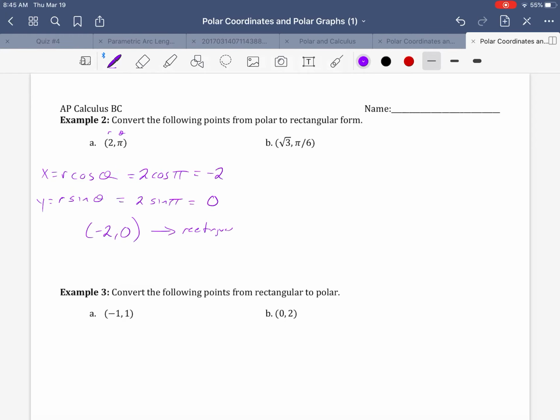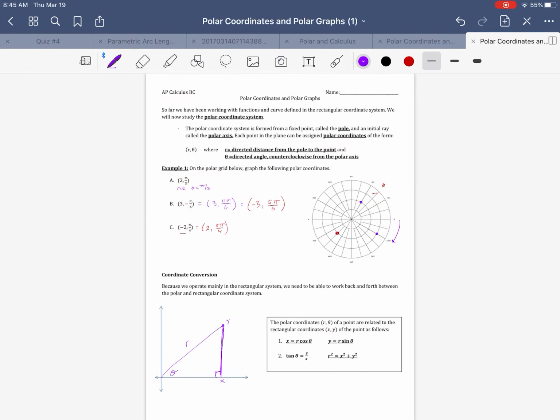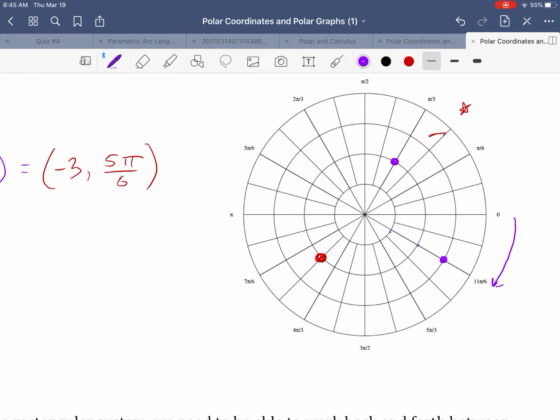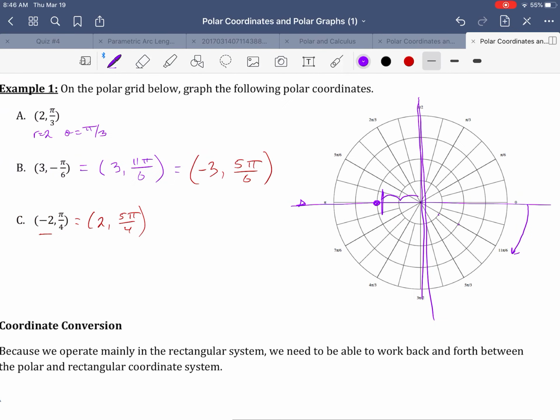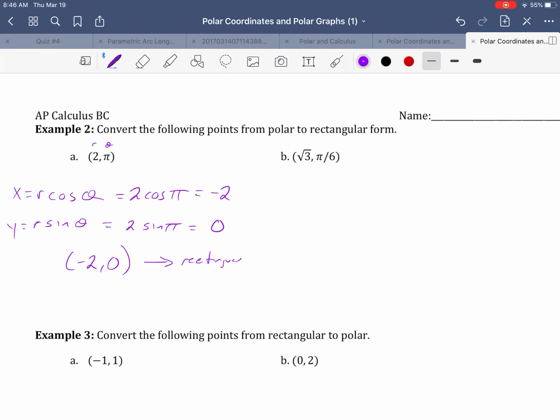Which totally makes sense. If I'm talking about 2, pi and -2, 0, so if I were to graph the point 2, pi, that means I would face pi and walk 2 units. So there would be your dot. Now if you're making this a rectangular system, it's xy, so we're calling that -2 to the left and 0 up or down. So you wind up getting the same dot. Hopefully that gels with you.